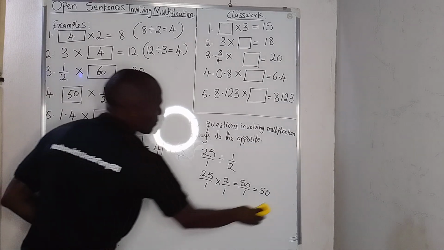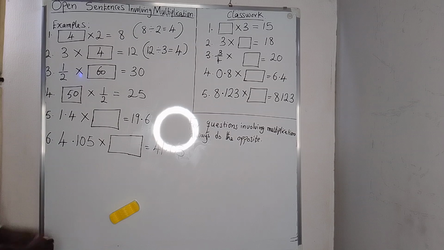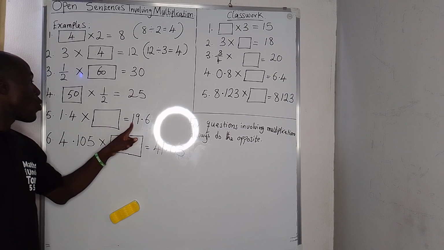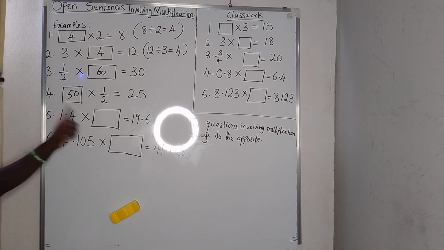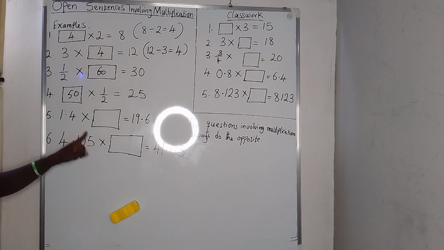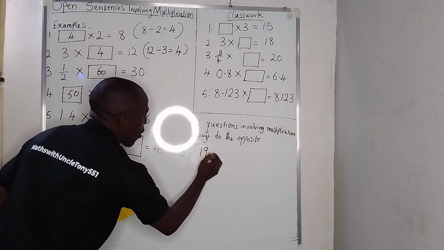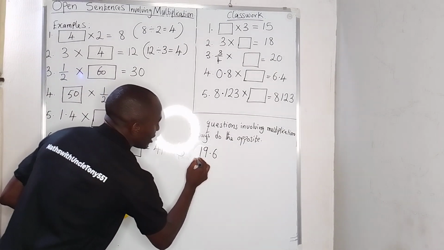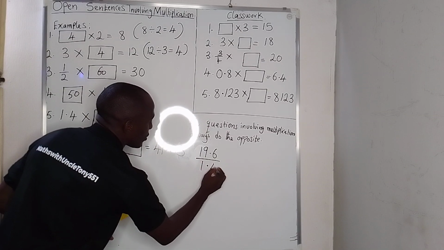Let's look at number 5. Number 5 looks a bit interesting. 1.4 multiplied by open box is equal to 19.6. Like I said before, always do the opposite if it's multiplication. So this one comes first. 19.6 divided by 1.4.